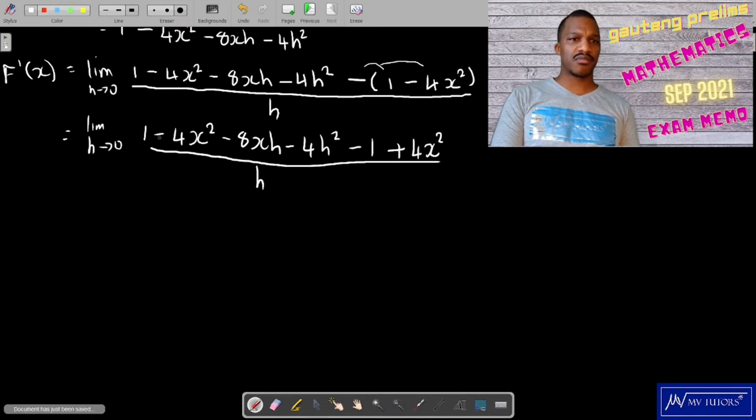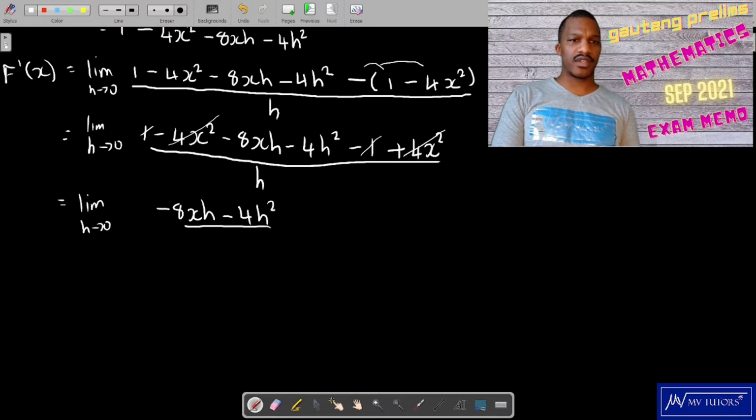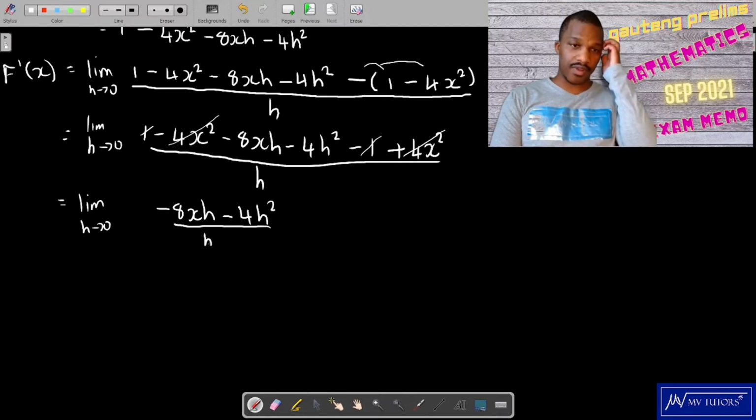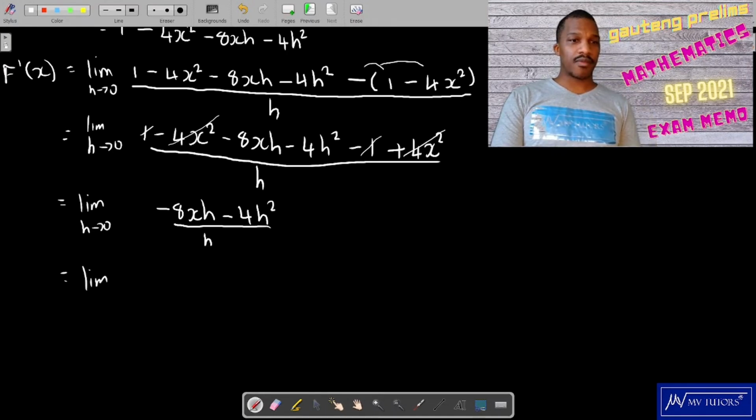Okay, so now we can combine like terms and subtract what subtracts. So this minus 4 plus 4, they cancel each other. This 1 minus 1, they cancel each other. And then I'm left with, I have to rewrite this thing over and over again, I'm left with minus 8xh minus 4h squared divided by h. That's what I'm left with, right?